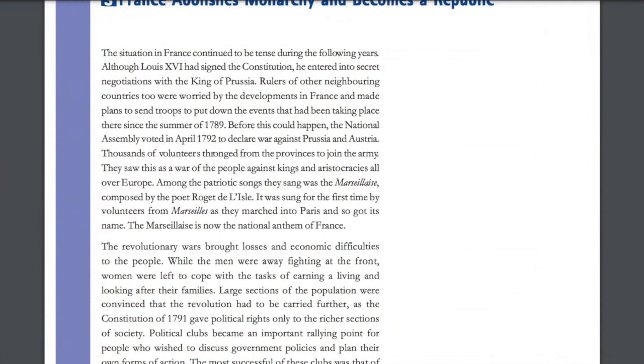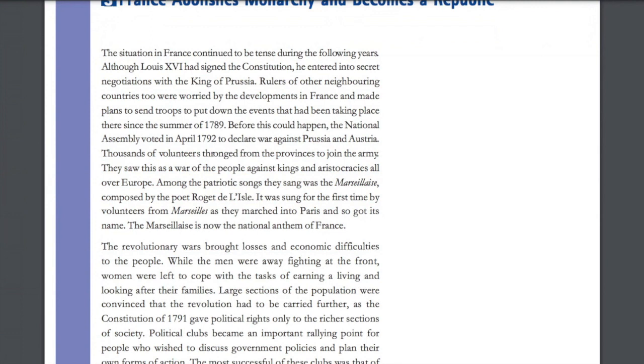The situation in France continued to be tense during the following years. Although Louis XVI had signed the constitution, he entered into secret negotiations with the King of Prussia. Rulers of neighboring countries were worried by the developments in France and made plans to send troops to put down events taking place since the summer of 1789. Before this could happen, the National Assembly voted in April 1792 to declare war against Prussia and Austria. Thousands of volunteers thronged from the provinces to join the army.